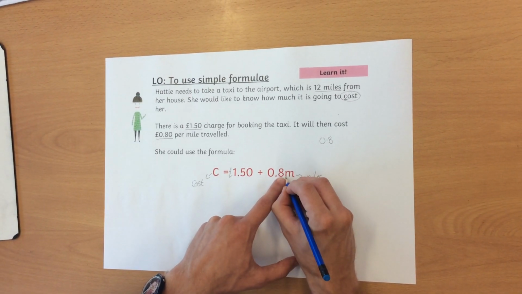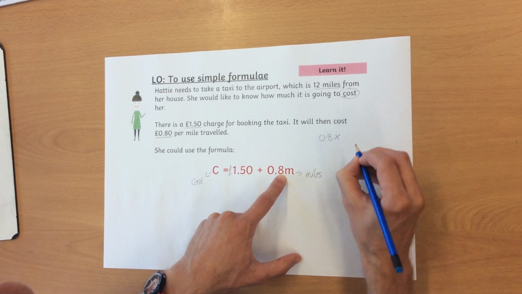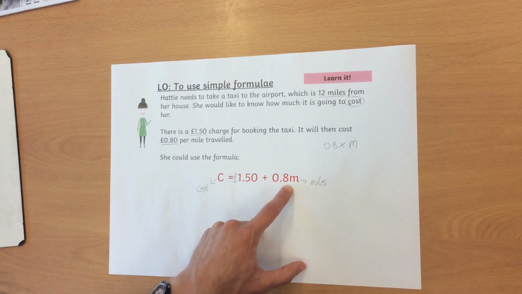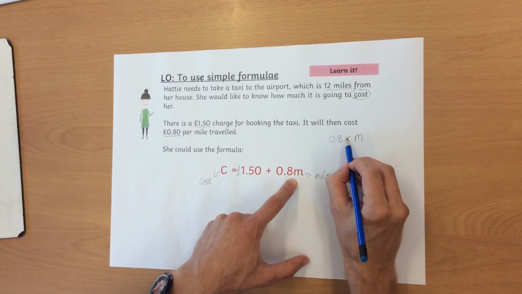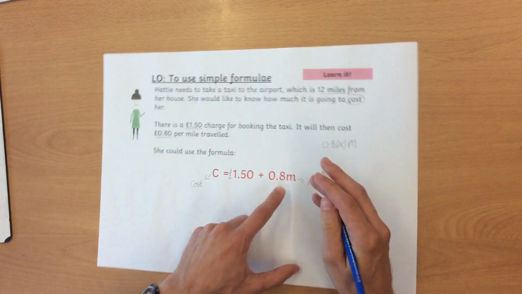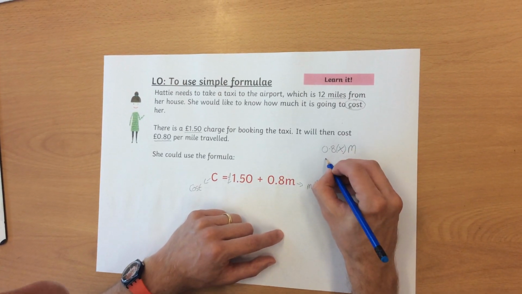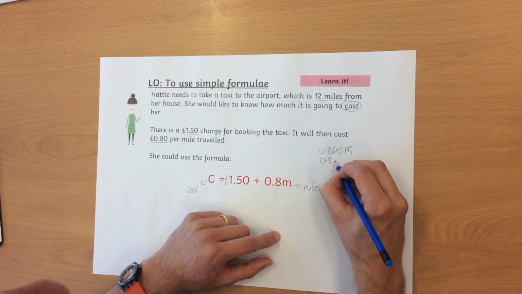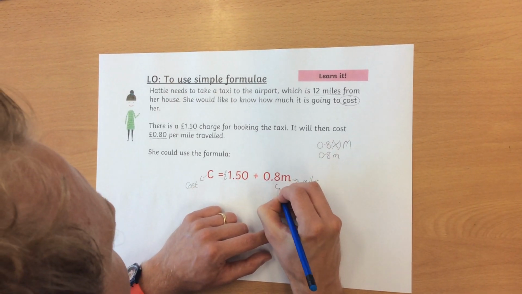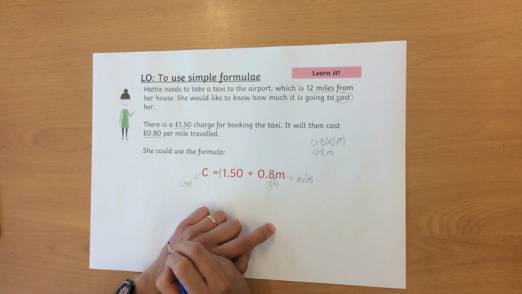0.8. What's missing here? What operation is missing? That's right, it's the multiplication. 0.8 multiplied by m. And if you remember, the reason we omit the x is because the multiplication sign looks like the letter x, and it can confuse us when using algebra. So we take that out altogether, and we just simply write 0.8m. So just underneath, in brackets, I'm going to put a little times sign, just to help me. There should be a multiplication sign there.